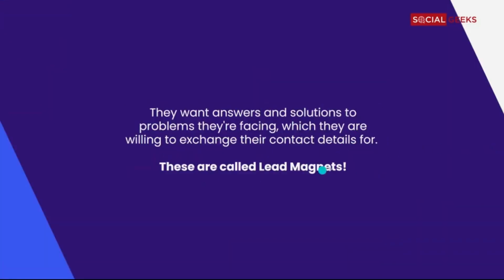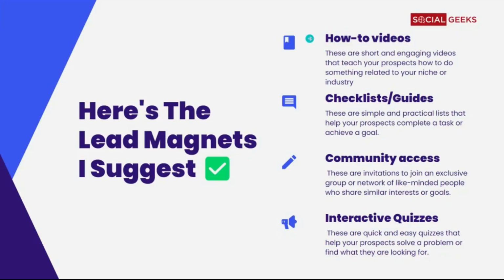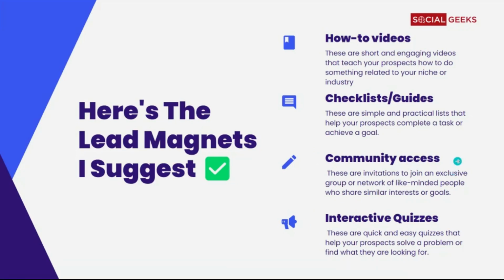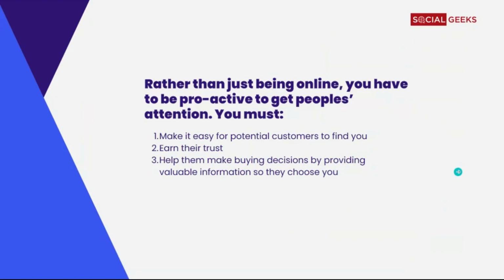Now, in terms of lead magnets, that's the best way to generate leads. I also recommend how-to videos, checklists and guides, and community access. So maybe having a VIP group or something that people can go to, and then some quizzes. I know that they're a bit outdated, but what are your goals? What services would be best for you? Having a quiz that helps them identify that could be really good and help generate more marketing qualified leads. So I think brands need to be proactive to get people's attention.